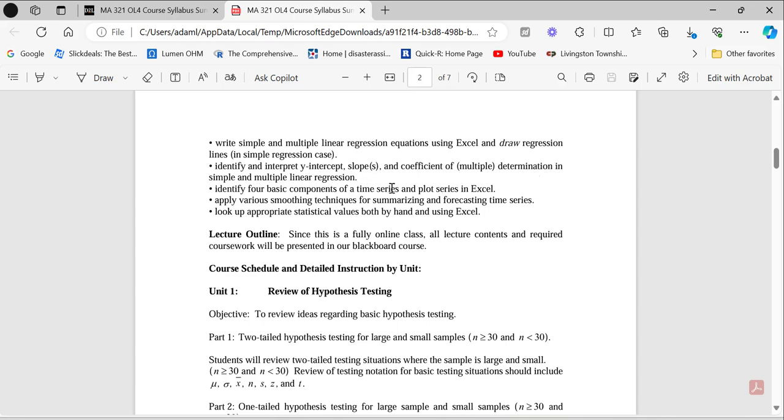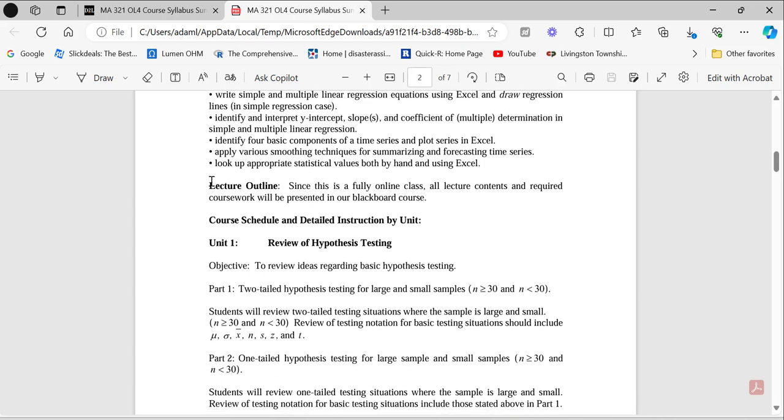Also, you're going to learn how to identify and interpret the y-intercept, slope, and coefficient of determination in simple and then multiple linear regression. And you're going to learn how to identify 4 basic components of a time series data set and plot a series in Excel. Also, you're going to learn how to apply various smoothing techniques for summarizing and forecasting time series data sets. Yeah, so also you're going to learn how to look up appropriate statistical values both by hand and using Excel.